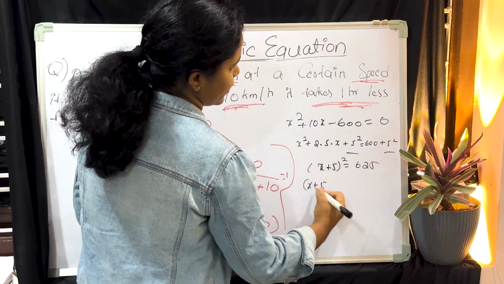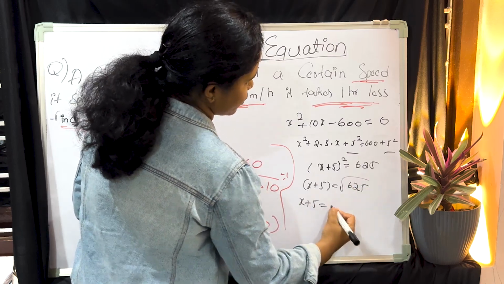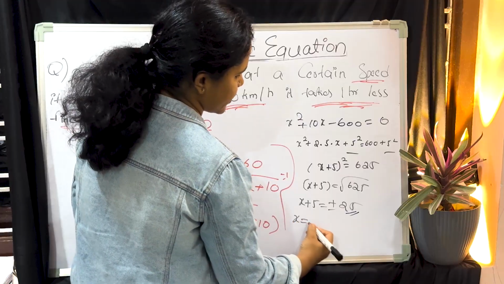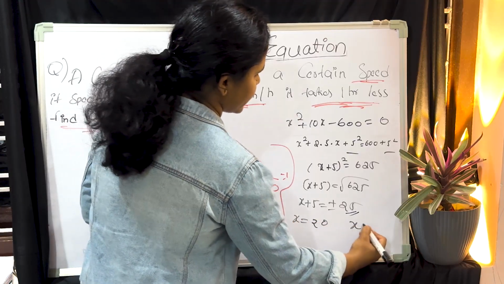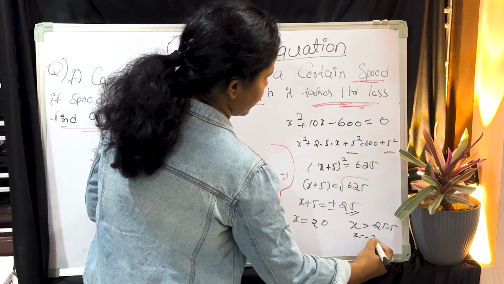x plus 5 is equal to root of 625. x plus 5 is equal to plus or minus 25. See, we'll get the answer very easily. x is equal to 20. x is equal to minus 25 minus 5, minus 30.